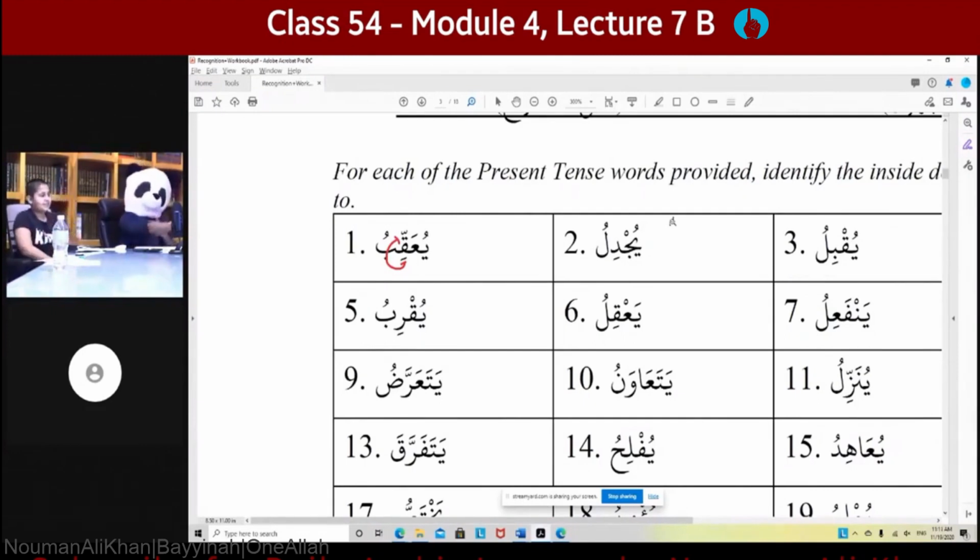Yunazzalu. No, it's ooh e. Ooh e is passive. No, but ooh e is passive. It's present passive, right? Yeah. No, you're right. Oh, it's past passive.